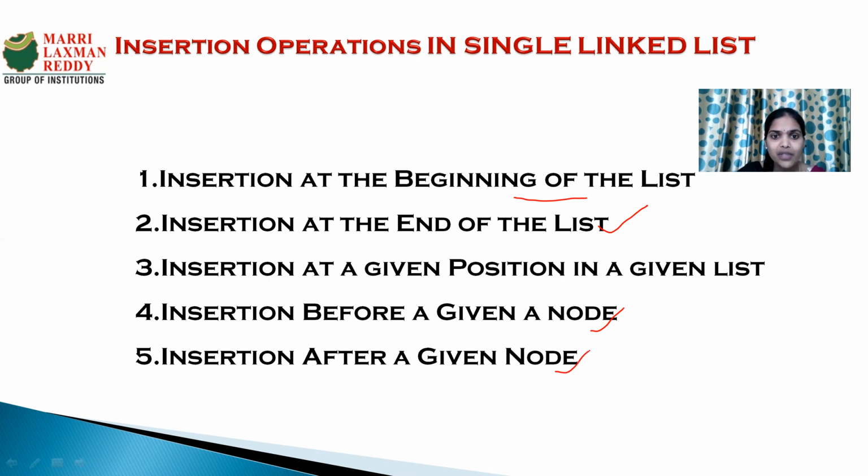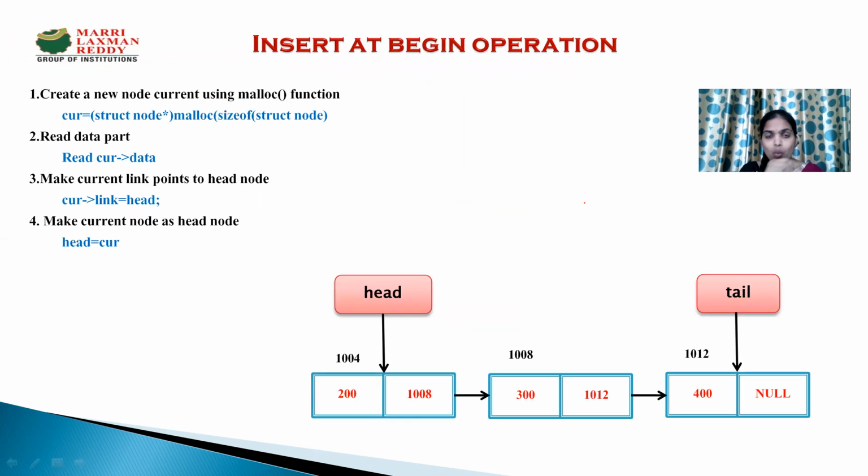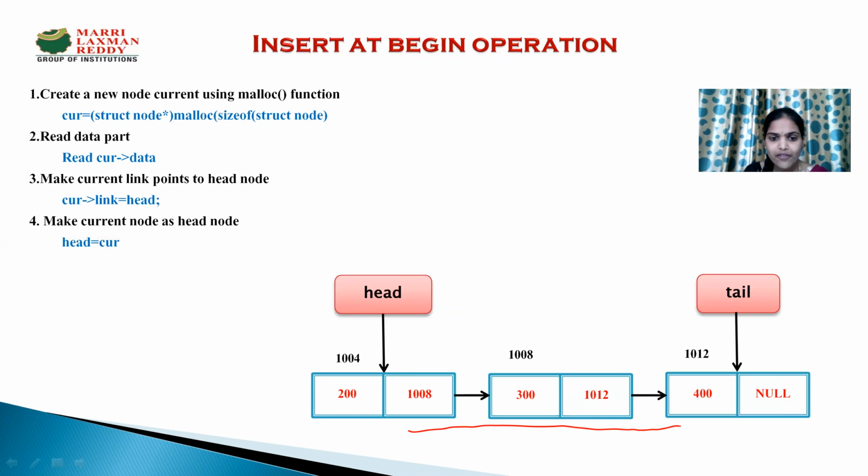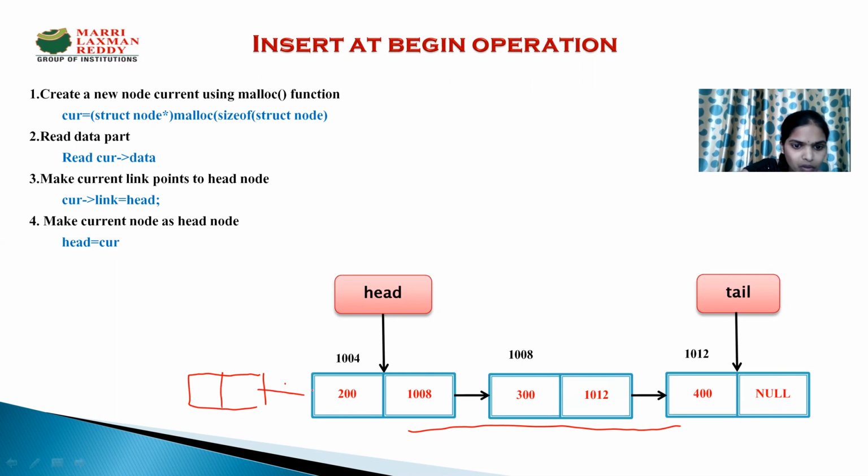Now we'll be seeing the first one, that is insertion at the beginning of the list. See, what is insertion at the beginning of the list? Basically, this is our previously created linked list. Here, what we have to do is insert a node at the beginning of the list like this. For that, what do we have to do?